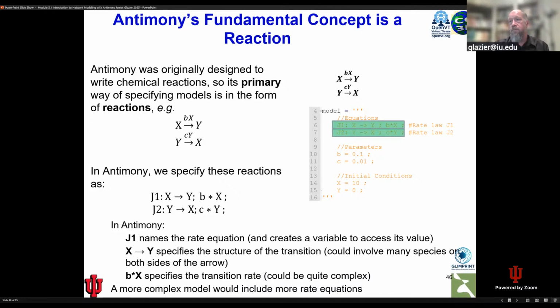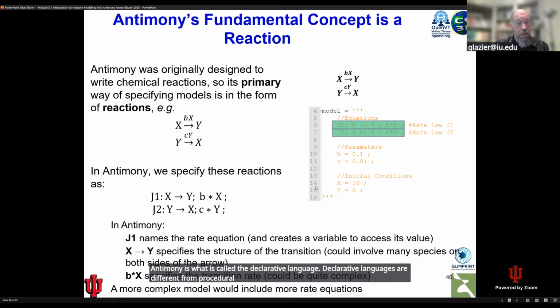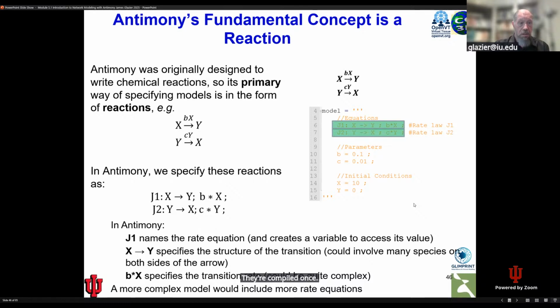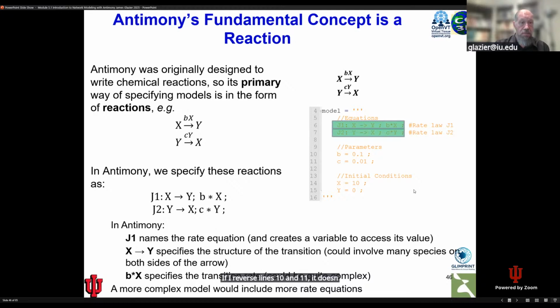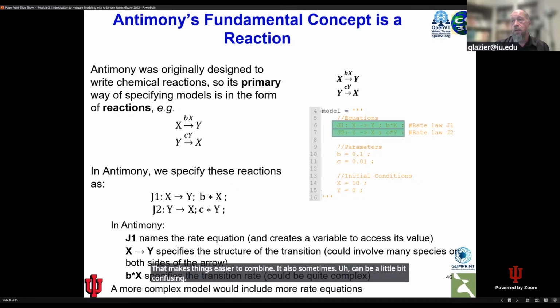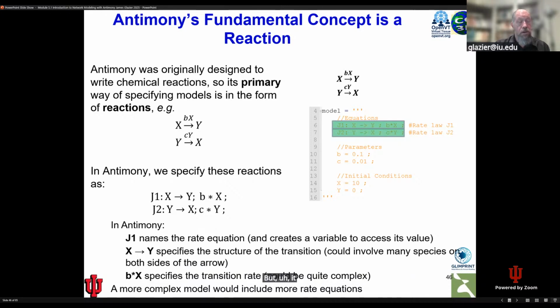Declarative languages are different from procedural languages like Python. They're compiled once on load. And in general, with a few very specific exceptions, the order of the lines in Antimony doesn't matter. If I reverse lines 6 and 7, it doesn't change anything. If I reverse lines 10 and 11, it doesn't change anything. That makes things easier to combine. It also sometimes can be a little bit confusing, but it's typical of declarative languages.